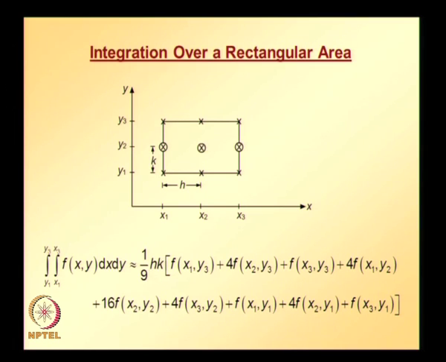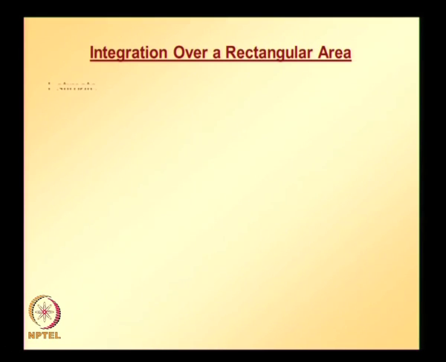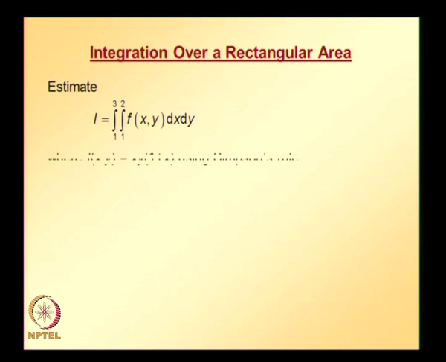So, we can apply this to estimate the integral that we already estimated using the trapezium rule. This is the integral that we estimated, where f(x, y) is defined as x y times (1 plus x). So, now we need to apply Simpson's rule.